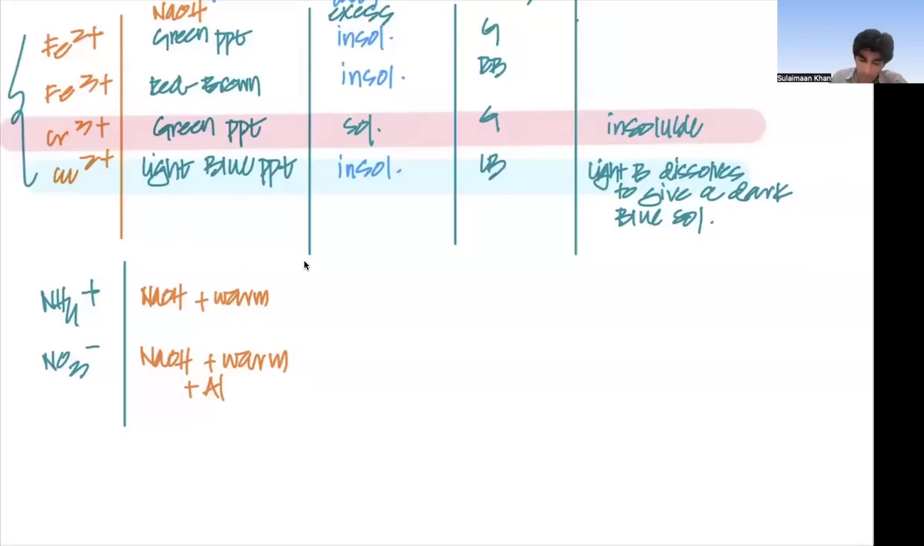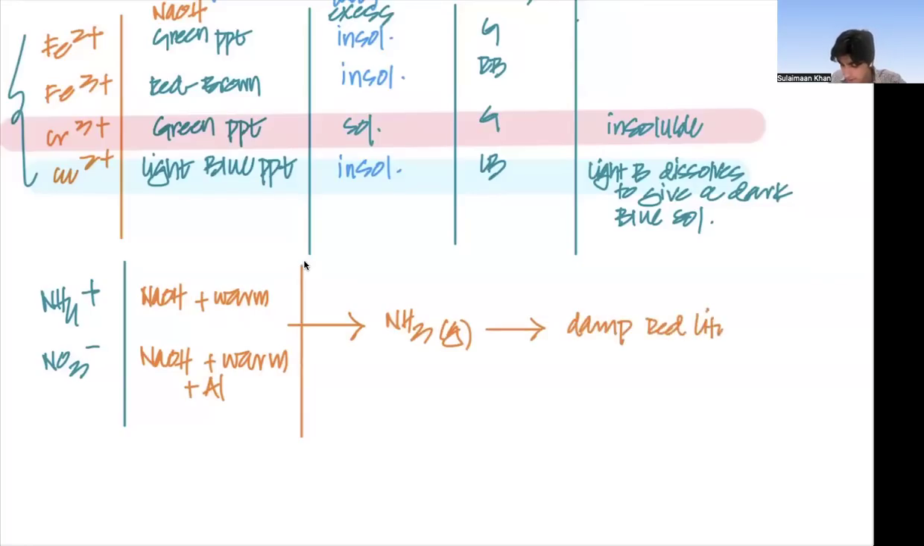But what you'll realize is that in both cases, the gas that's being produced is ammonia. And how do you confirm the ammonium ion or the nitrate ion? You basically test for ammonia gas. And how do you test for it? You test it with a damp red litmus paper, and all of this is given in your paper. It turns the damp red litmus paper blue, right? That's the test and that's the observation.